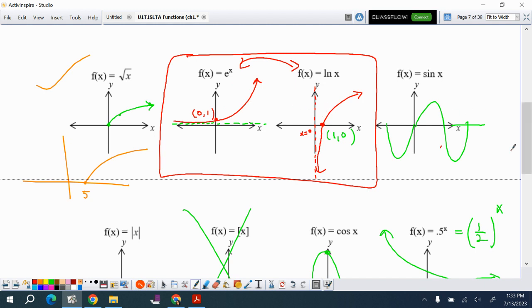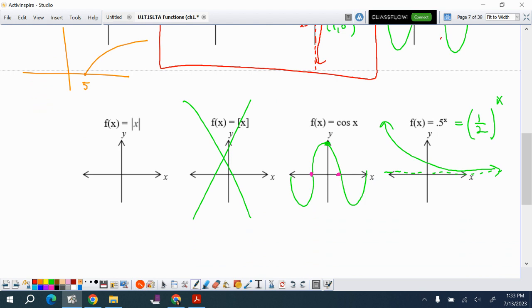Trig functions never have any asymptote. Absolute value of x does not have any asymptote. Sine and cosine never level off anywhere. But an exponential decay function has a horizontal asymptote at y equals 0. Again, when x gets bigger and bigger, y is getting smaller and smaller, approaching 0.